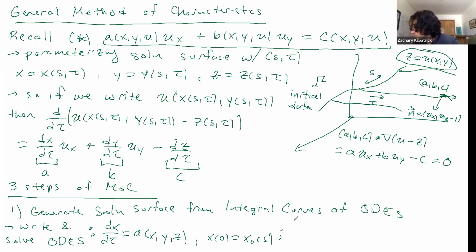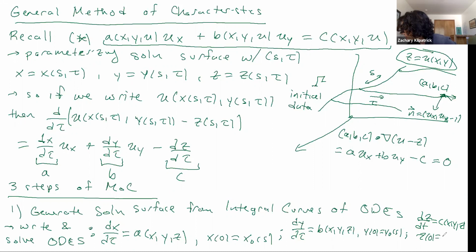It'll become a little less mysterious, I think, when we go through an example. Okay. The other two ODEs are dy/dτ is equal to b(x, y, z). And again, we need an initial condition, which is that y(0) equals y0(s). And finally, we have dz/dτ is equal to c(x, y, z), and z(0) is equal to z0(s), okay? And this mapping from the initial data to these initial conditions is not necessarily unique. You can pick different ways of doing this, okay?